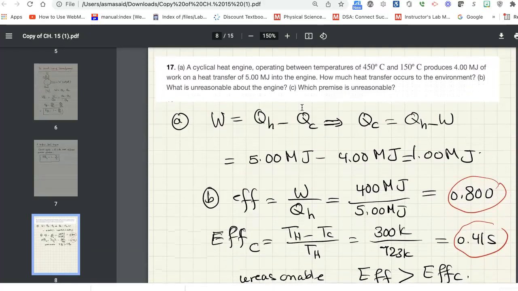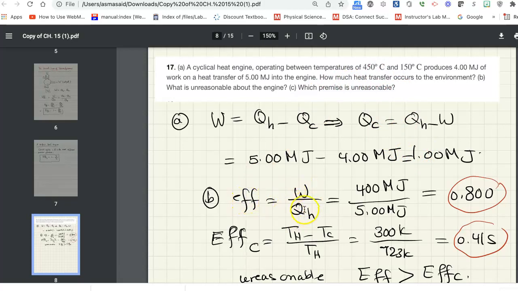Here, we are talking about a cyclical heat engine operating between temperatures of 45 and 150 degrees Celsius, which produces 4 megajoules of work on a heat transfer of 5 megajoules into the engine. Here, W we know is Q hot minus Q cold. Then I will be able to calculate Q cold, which is Q hot minus W, which is 5 megajoules minus 4 megajoules, and that is 1 megajoule. Now we need to calculate the efficiency.